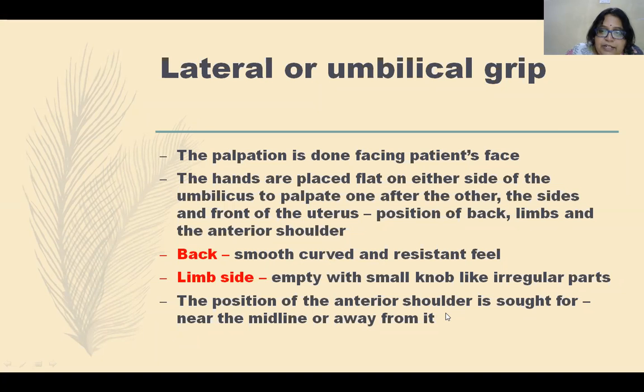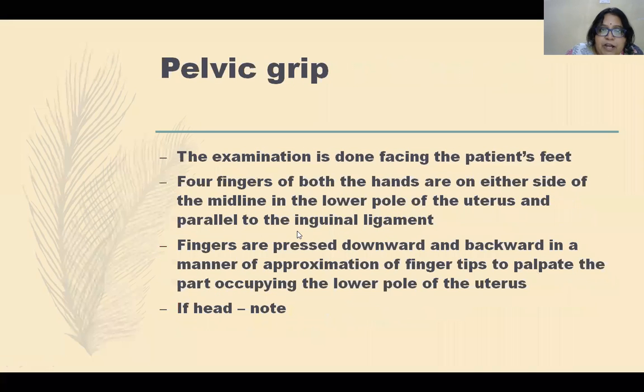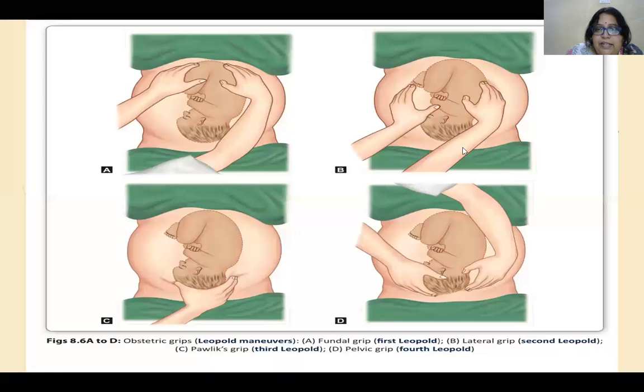The position of the anterior shoulder is sought. You need to know whether it is lying near the midline or away from the midline. So this is the lateral grip or the umbilical grip, where you palpate both sides. The back is felt as smoothly curved and resistant, and the side with small knob-like structures, which is relatively empty, is called the limb side. And this is the third grip, where you place your thumb and four fingers on the lower pole of the uterus and you palpate.